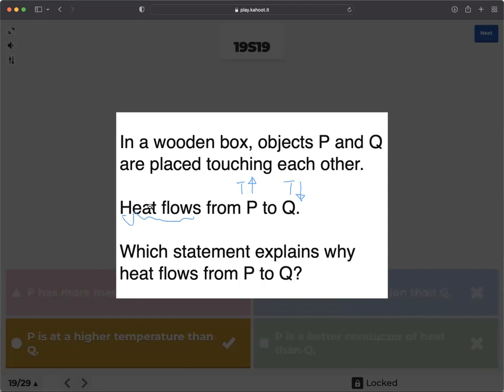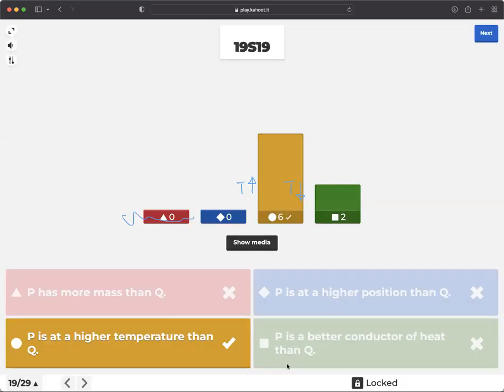Okay, so I understand now, heat will only flow when there's a difference in temperature. So the answer is yellow. Okay, so two of you chose green. That is not correct. Better conductor of heat only means that it can flow faster. But for it to flow faster, there must be a difference in temperature.